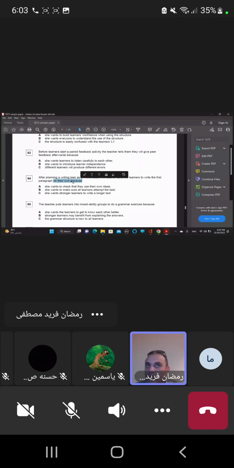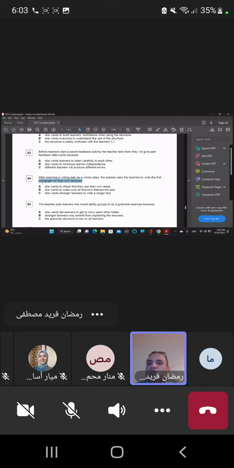So will they write that as a whole in a group or individually? No, each student. Individually. Yeah, right, each student. So where is the option here that says each student? Number B.